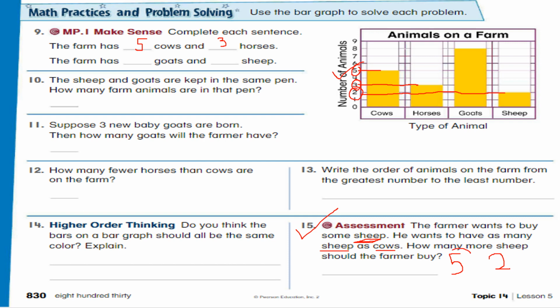Now the farmer wants to have the sheep in the same quantity as the cows. So if the farmer has 5 cows, how many more sheep does he need to make it equal to 5? Excellent. 2 and then 3, 4, 5. He needs 3 more sheep. So you can simply do 5 minus 2 equals 3. So the farmer needs 3 more sheep.